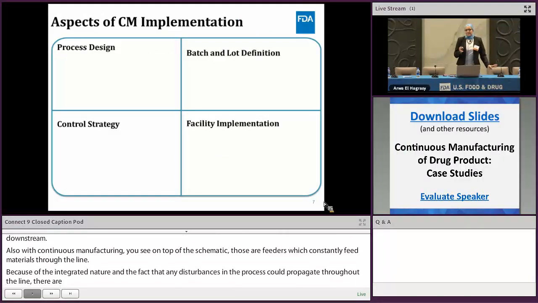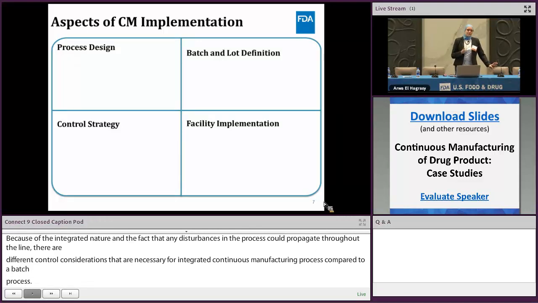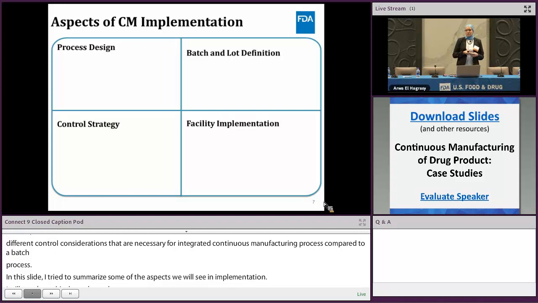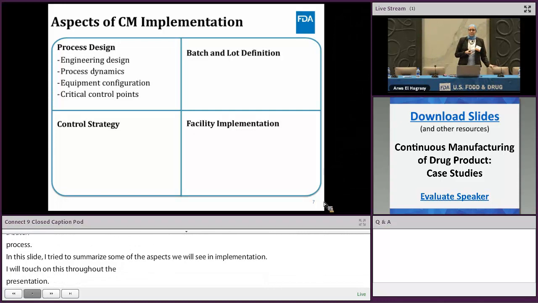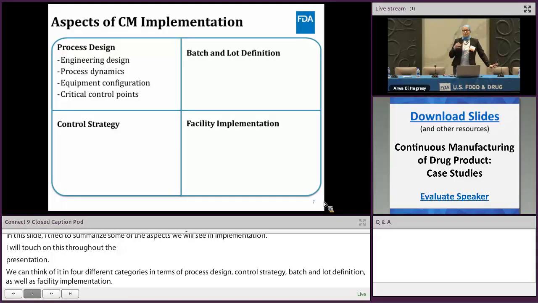So in this slide, I'll try to summarize some of the unique aspects for CM implementation, and I'll be touching on those throughout the presentation. So we can think of it in four different categories in terms of process design, control strategy, batch and lot definition, as well as facility implementation. So for process design, you're talking about engineering design for the line, how the dynamics work throughout the manufacturing line, what's the equipment configuration, ensuring that the material flows seamlessly from one part of the line to another.